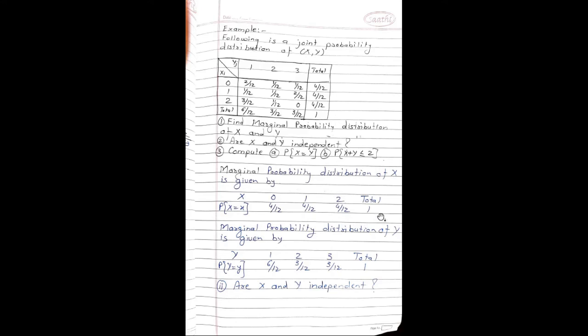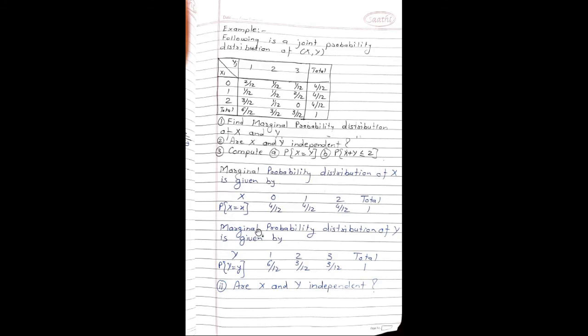Then to get the marginal probability distribution of y, we will add 2 by 12 plus 1 by 12 plus 3 by 12. It becomes 6 by 12. 1 by 12 plus 1 by 12 plus 1 by 12. It becomes 3 by 12. 1 by 12 plus 2 by 12 plus 0. It becomes 3 by 12.